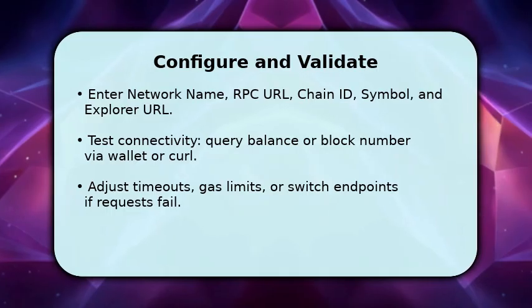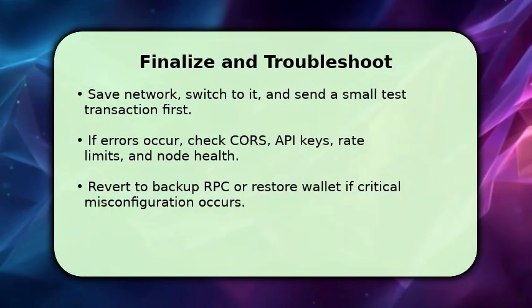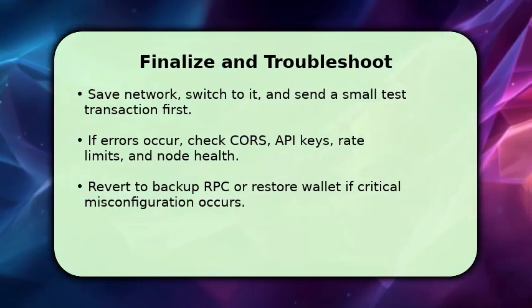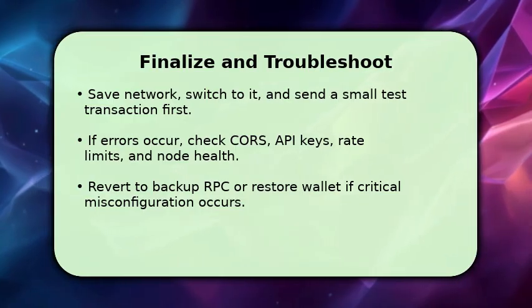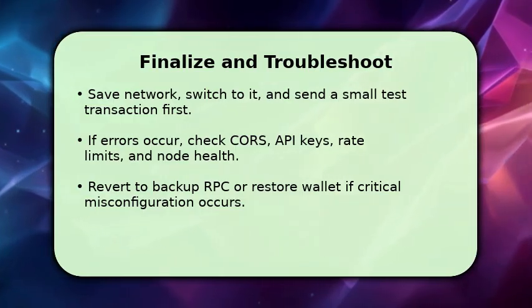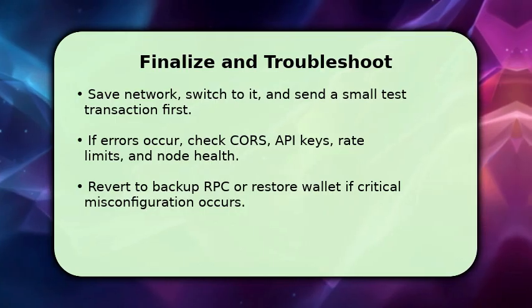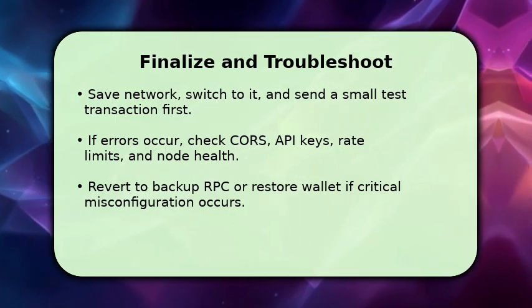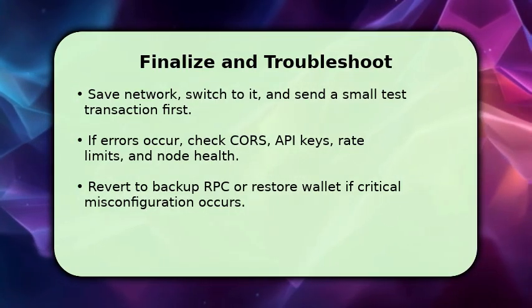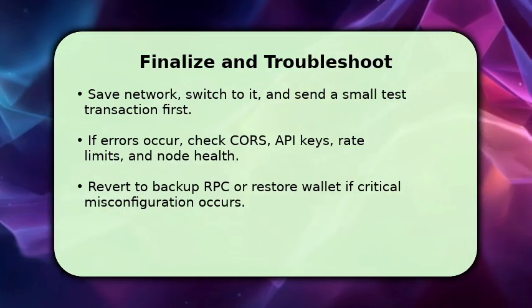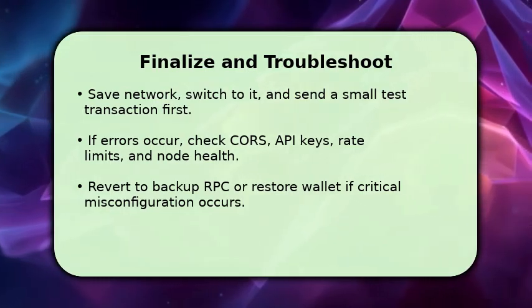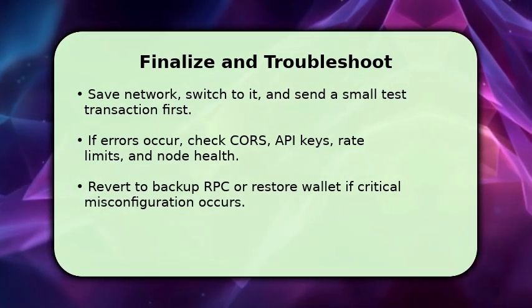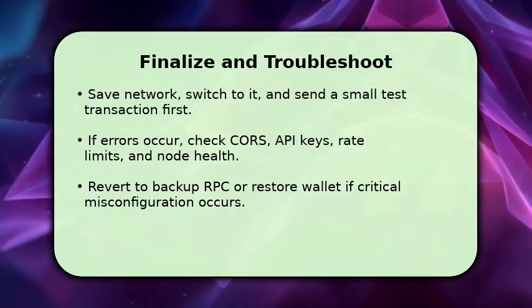Finally, save the custom network and switch to it. Then execute a small test transaction to confirm gas pricing and nonce handling. If you hit errors, inspect common causes: CORS blocking in browser wallets, required API keys or headers, rate limiting on hosted endpoints, or node sync status. Make targeted fixes, update RPC URL, add headers, or choose another provider.